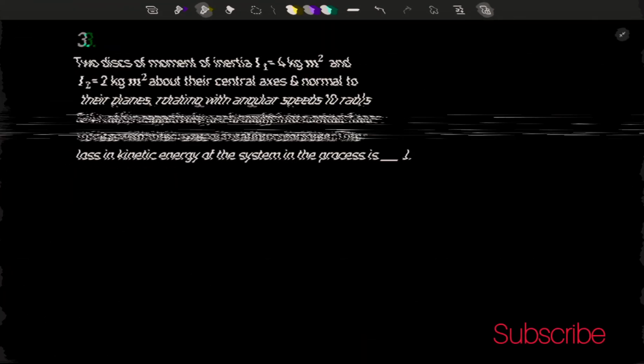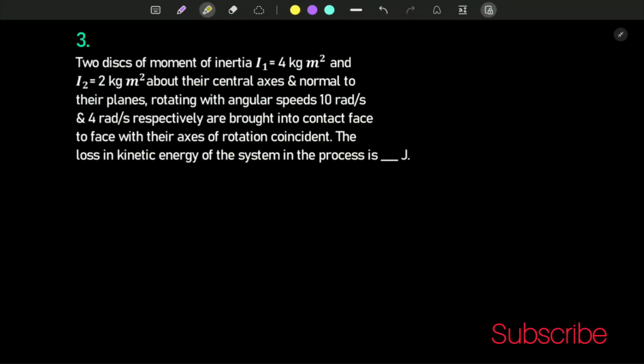The next question says two disks of moment of inertia I1 4 kg m² and I2 2 kg m² about their central axis and normal to their planes, rotating with angular speeds omega 1 of 10 radians per second and omega 2 of 4 radians per second respectively, are brought into contact face to face with their axes of rotation coincident. I have to find the loss in kinetic energy of the system in the process. So basically this is disk number 1.